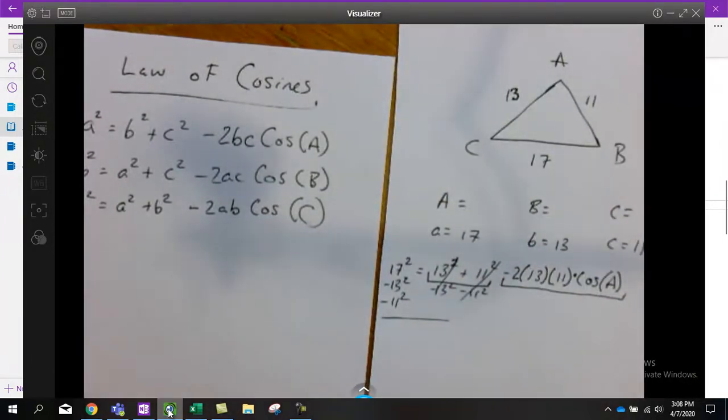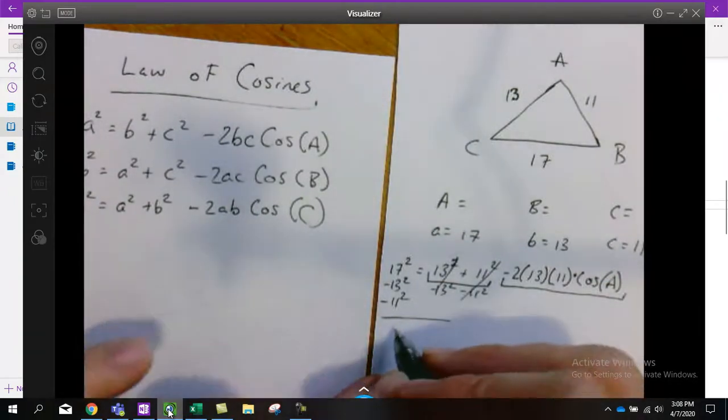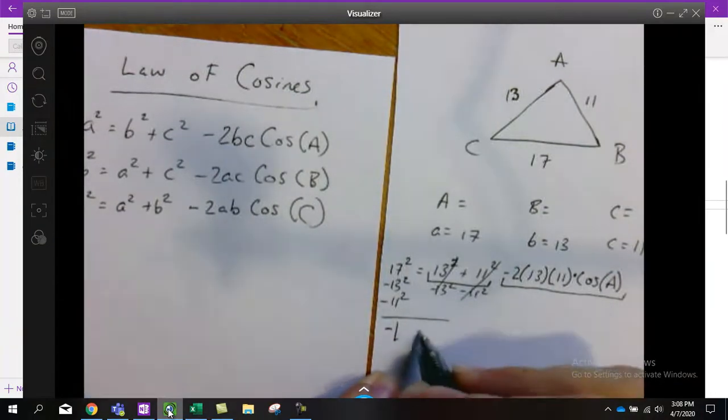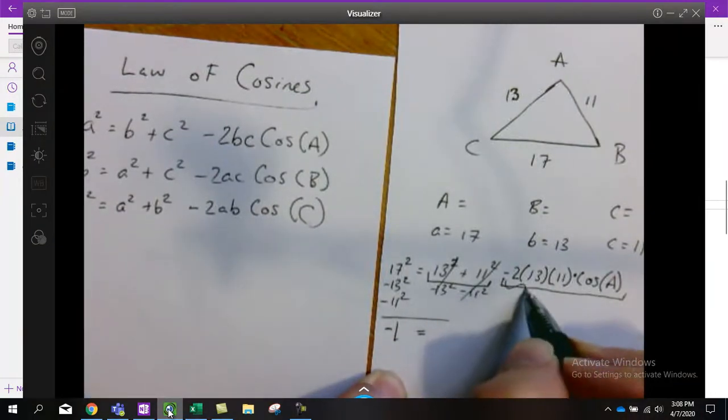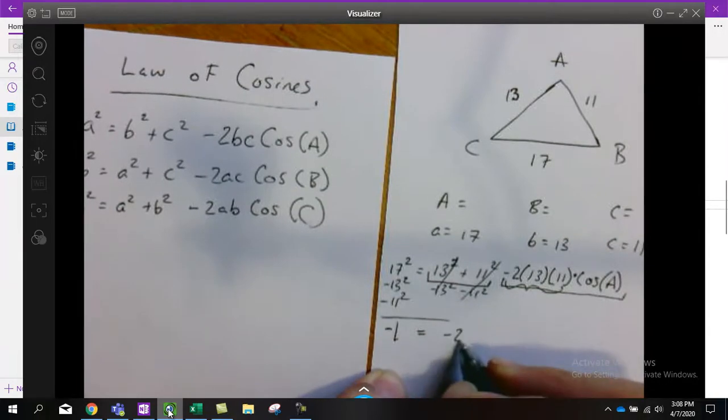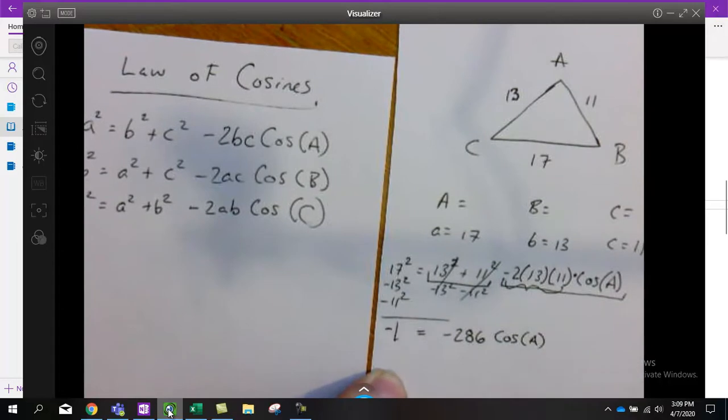If you use your calculator, you do 17 squared minus 13 squared minus 11 squared. You should get negative 1. I've got all that right. Okay. Calculate what this thing is right here: 2 times 13 times 11. Now keep in mind, this is negative. So it's negative 286 cosine of A.